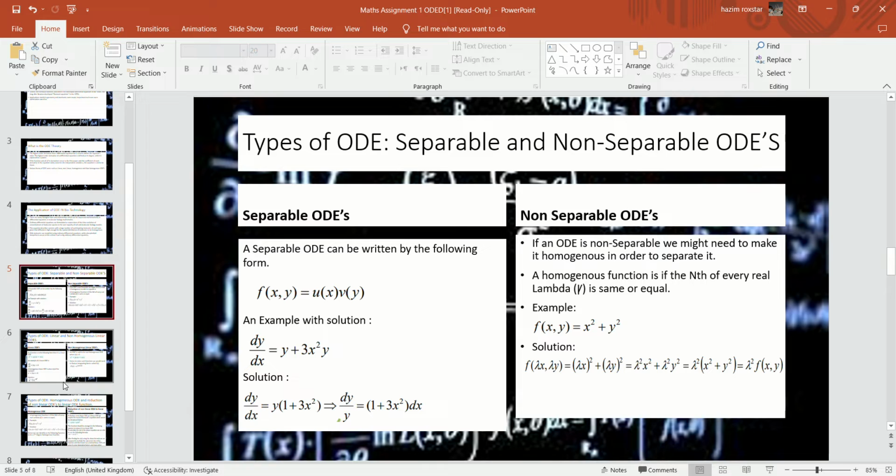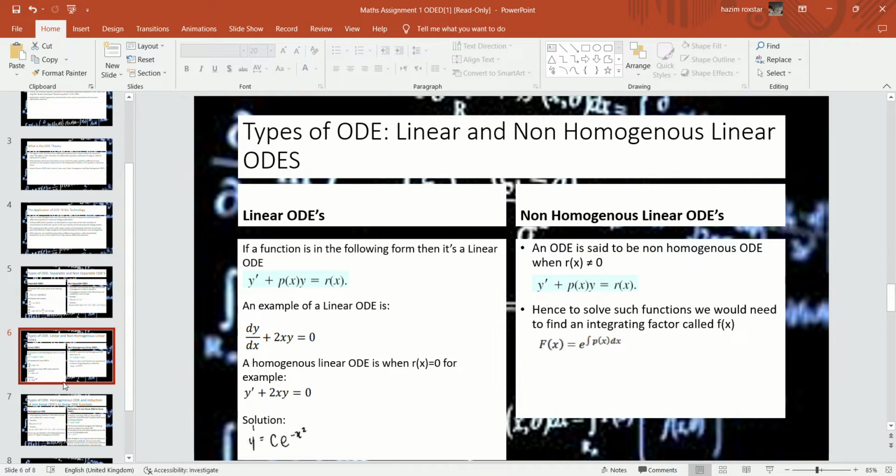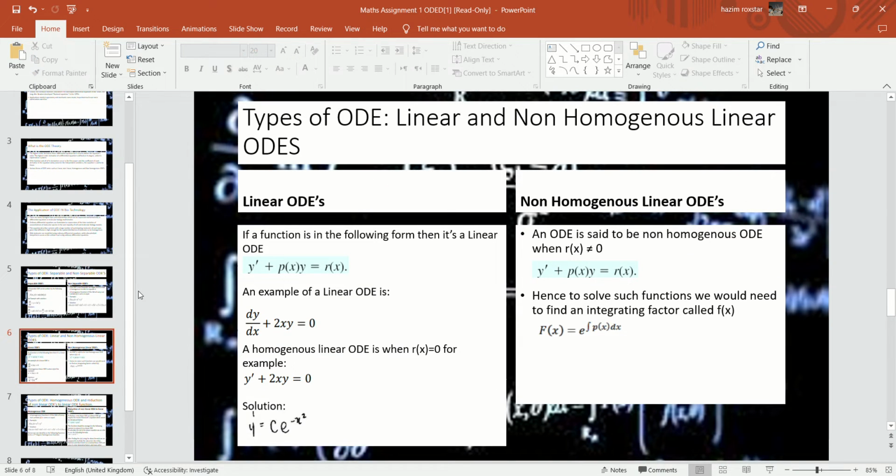So, linear and non-linear or non-homogeneous linear ODEs are two other different types of ODEs. If a function is in the following term, then it's a linear ODE. An example of a linear ODE is shown. When Rx equals 0, for example, the ending after the equal sign is equal to 0, then its solution can be as such. While what's a non-homogeneous linear ODE?